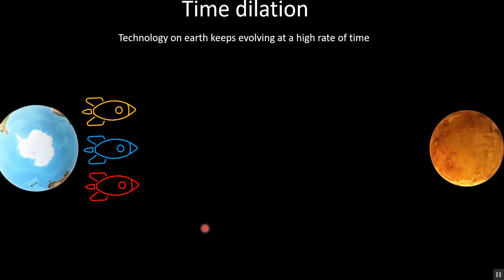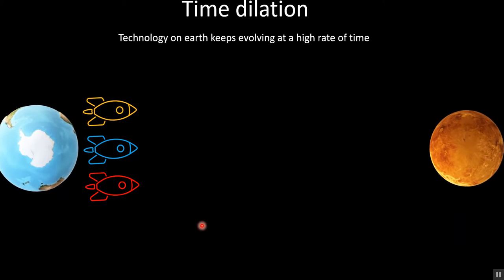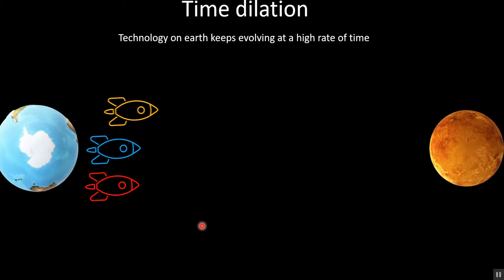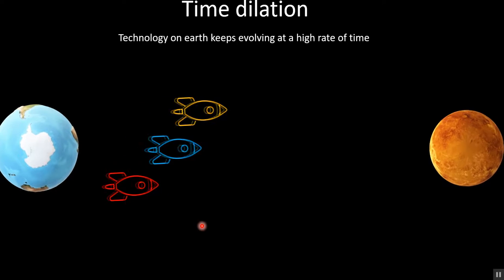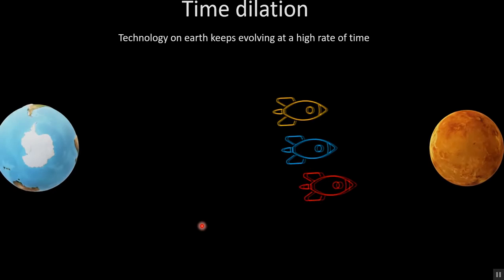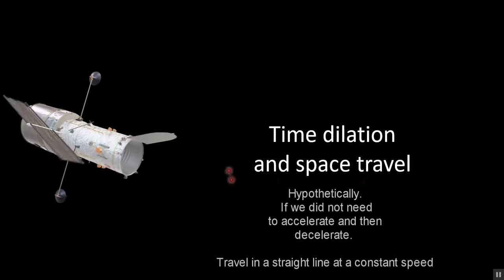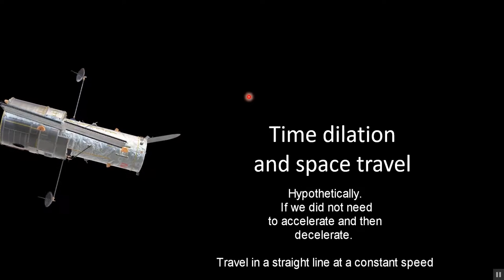How depressing would it be as an astronaut that you take off and a future rocket overtakes you, and likewise an even later rocket overtakes you again? Time dilation and space travel. Here's some real examples. Now again, hypothetical.